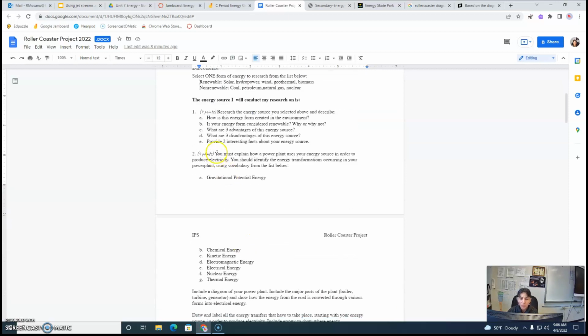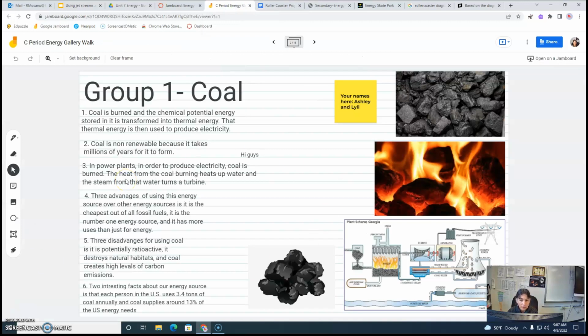For part 2, also worth 4 points, another quarter of your total score, you must explain how a power plant uses your energy. Let's say you picked coal, you would explain how a power plant uses coal to produce electricity. Electricity is needed to get your roller coaster up that first hill, so that's what you're explaining here. You're going to identify energy transformations occurring in your power plant. Again, if you have completed your Jamboard, you already have all this information.